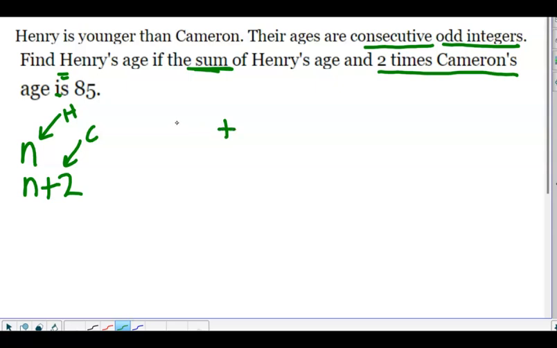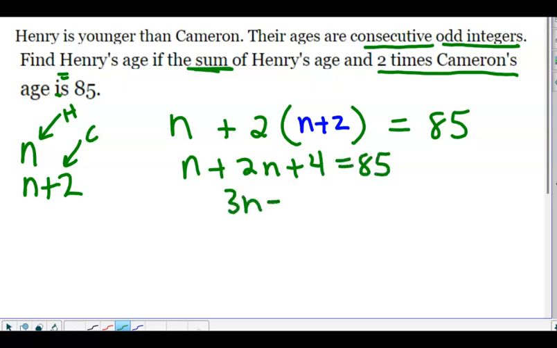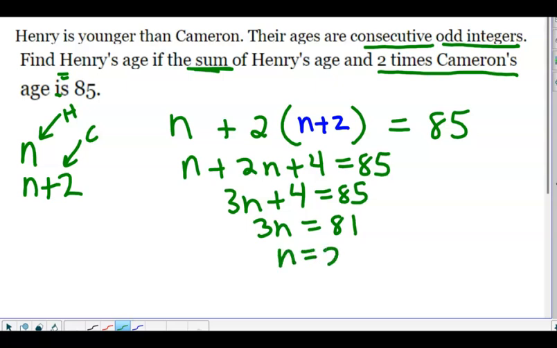So I'm going to add Henry's age and 2 times Cameron's age to get the sum of 85. And Cameron's age is n plus 2. So now I have my algebra equation. I'm going to distribute my 2. I'm going to combine like terms on the left-hand side. I'm going to subtract 4 from both sides. I'm going to divide by 3 on both sides. And now I know how old Henry is, because Henry is this one.